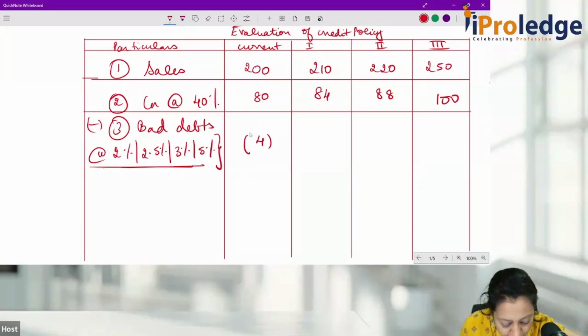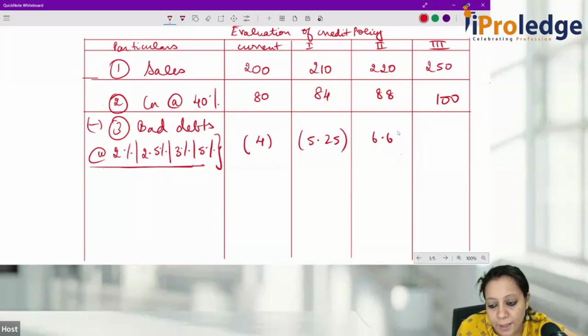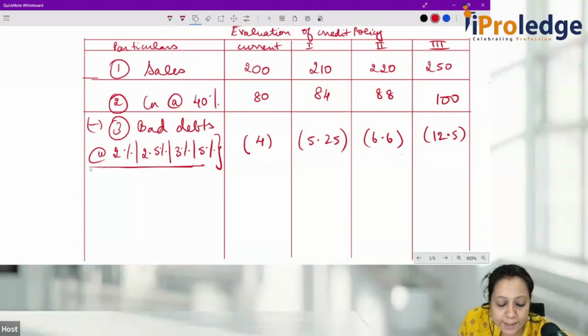Okay. So then 5.25. Next is 3% on sales: 6.6 and 12.5. Okay, dears. So bad debt is done.